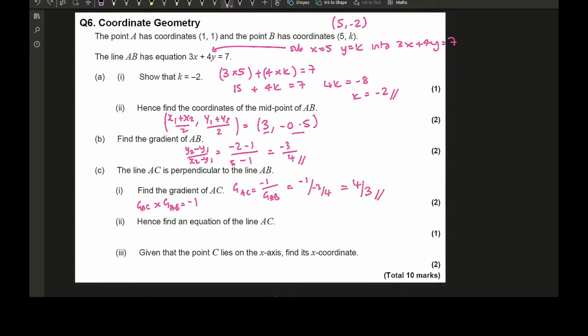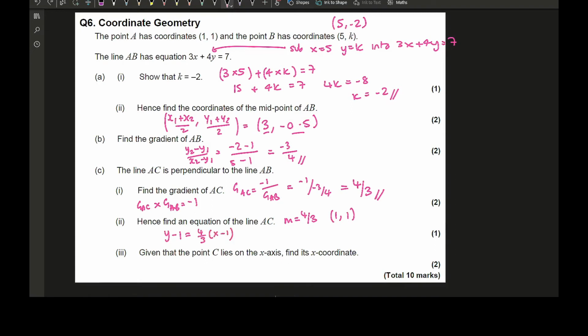I'll definitely leave that as a fraction. Do not be concerned about keeping that as a decimal. Leave it as a fraction. So the next question then says, hence find the equation of the line AC. So m equals 4/3, and the coordinate, we don't know what C is, but we know that A is (1, 1). So there's our ordinate. So we've got y minus 1 equals 4 over 3 (x minus 1).